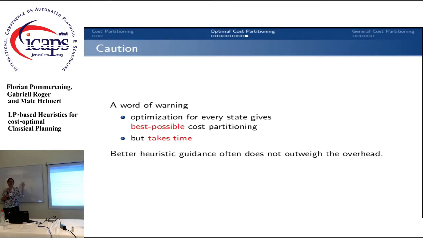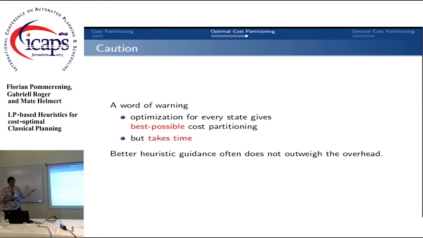Nevertheless, the best heuristic estimate sounds great. What I left a little bit implicit is that these LPs depend on individual states. So the set of landmarks usually depends on a state, and also the abstraction optimization depended on a specific initial state. And whereas this optimization gives us the best possible cost partitioning for the state, its computation can be very costly. And the better heuristic estimates do not always outweigh the additional overhead for computing it.